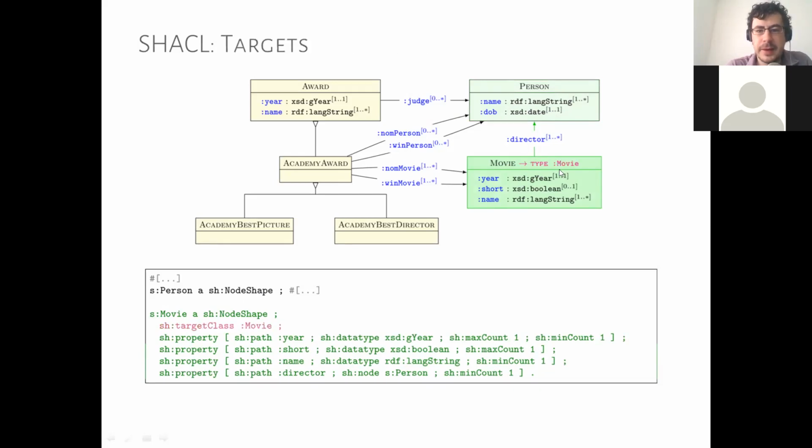And okay, if we want to define a target and say, okay, this movie shape must target instances of movie, then we can use this target class feature of SHACL.